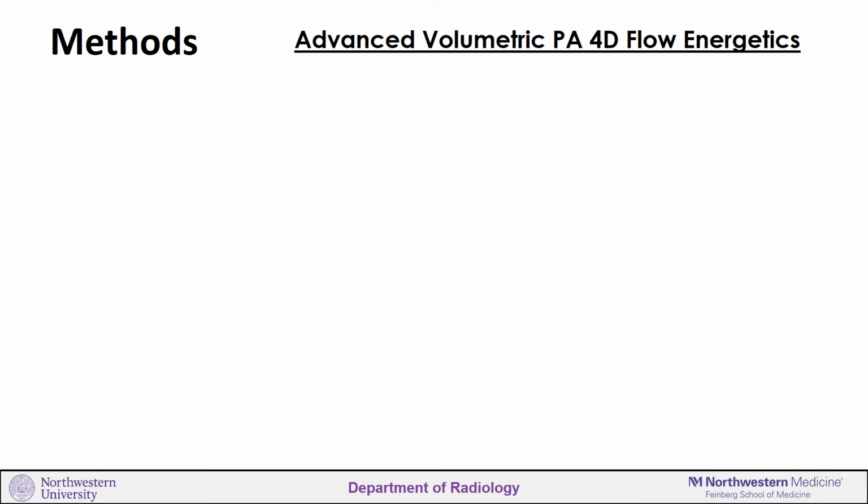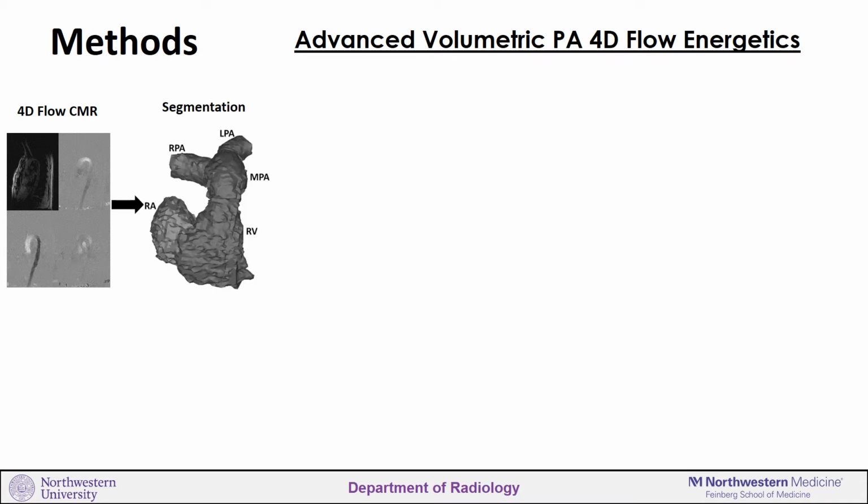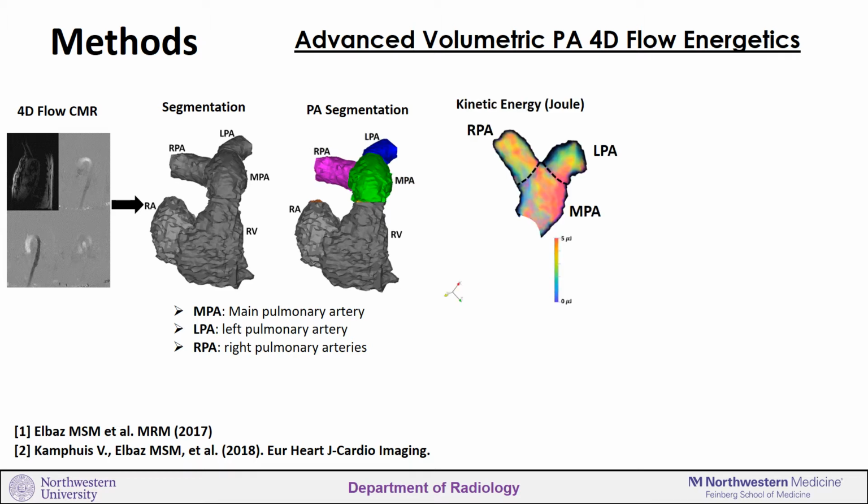The methods of this study start with the input, which is the pre-processed 4D flow MRI data. We segment the entire right heart, and from there we segment three compartments of the pulmonary artery: the main pulmonary artery, left pulmonary artery, and right pulmonary artery, and we segment them separately.